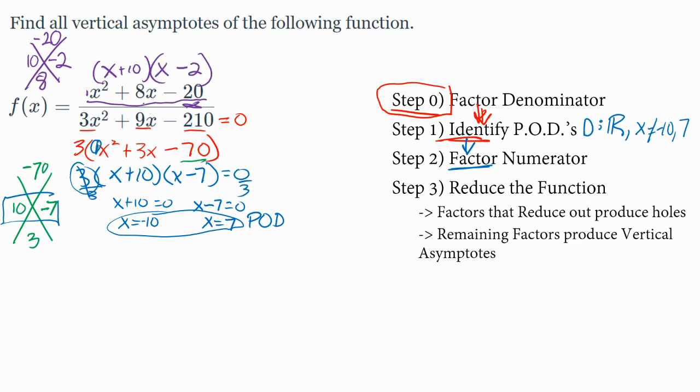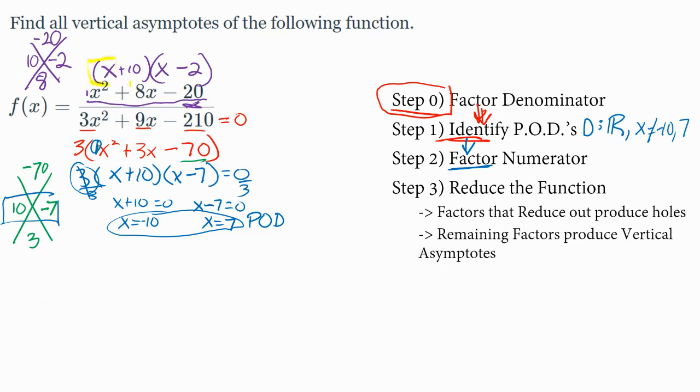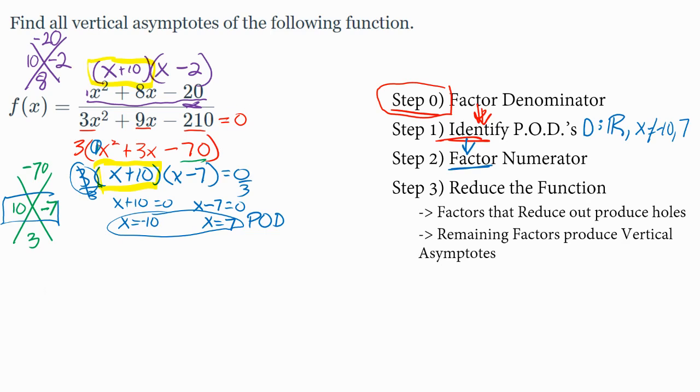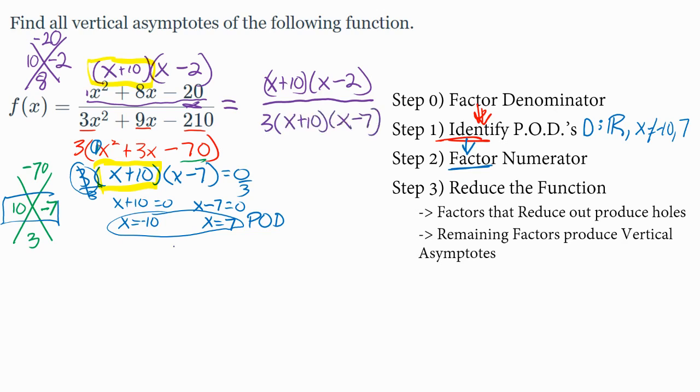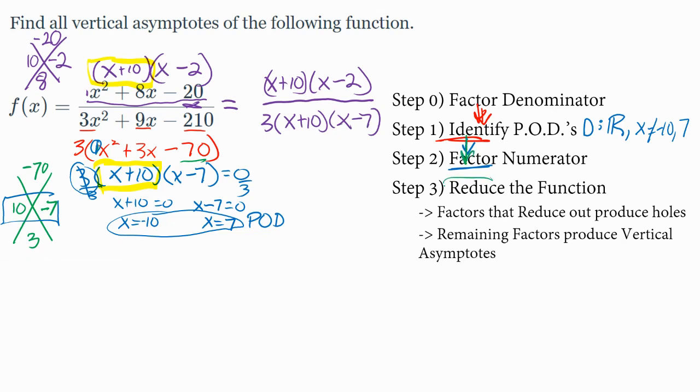Now, what we're looking to have happen is whether or not things are going to reduce out. And I can see right here this x plus 10 and this x plus 10 down here are going to reduce out, but let's go ahead and clean it up so that it doesn't look like a mess when I start canceling things. This whole function is now rewritable in factored form to be x plus 10 times x minus 2, over 3 times x plus 10 times x minus 7. That was step 2, so that I can do step 3. I factored the numerator, and now I'm looking to reduce so that I can sort.